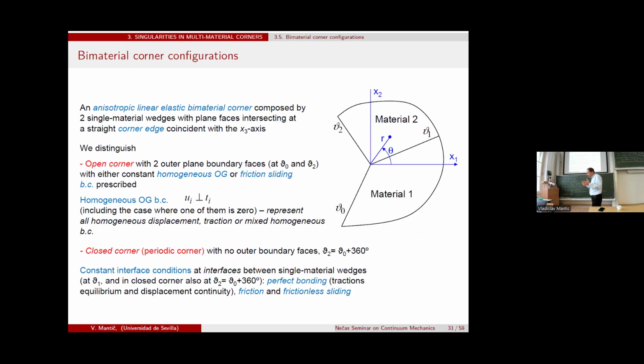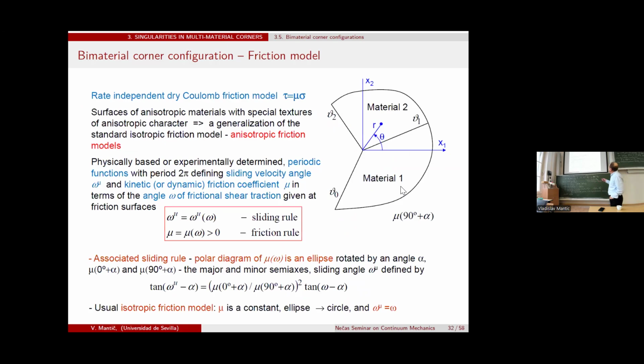Because of the complexity of explaining our theory in a multi-material corner, I will explain just for two materials, which can be perfectly bonded, or with a frictional or sliding interface. Okay, this is the open corner. If theta 2 and theta 0 coincide, we can have a closed corner, and we can have perfect bonding or friction with sliding. I will not explain too much about anisotropic friction because we haven't yet developed the code, but the theoretical development perfectly allows us to consider anisotropic friction.